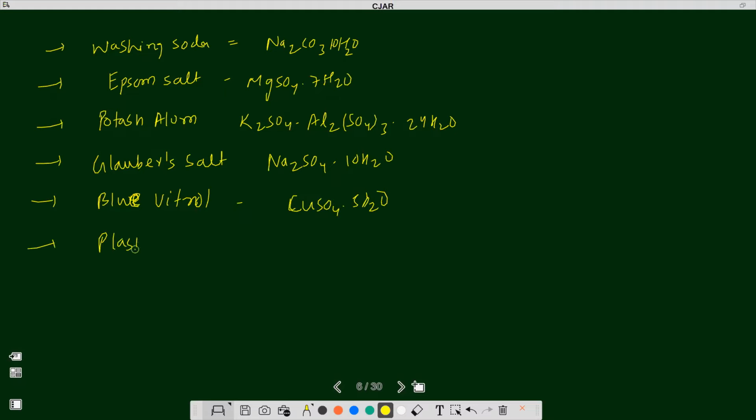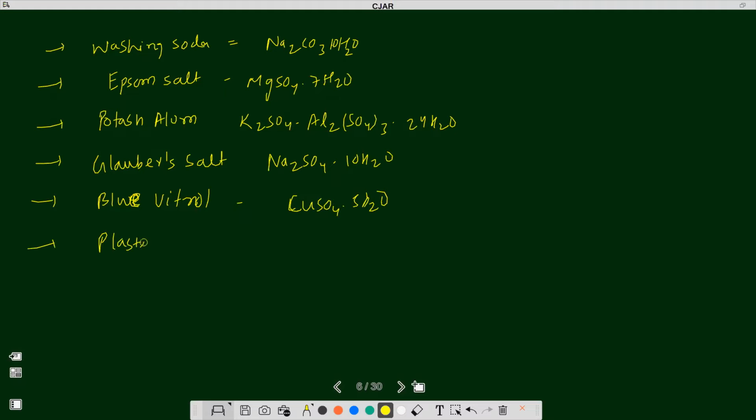Plaster of Paris is calcium sulfate.half H2O. White vitriol is ZnSO4.7H2O. Gypsum is calcium sulfate.2H2O. Learn all these formulas of the common names.